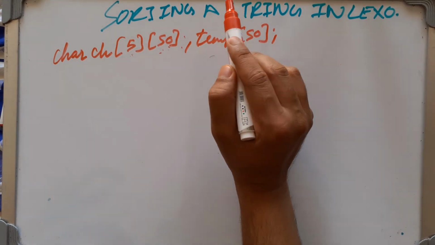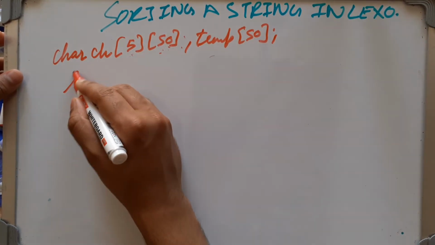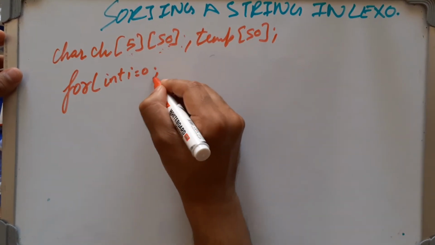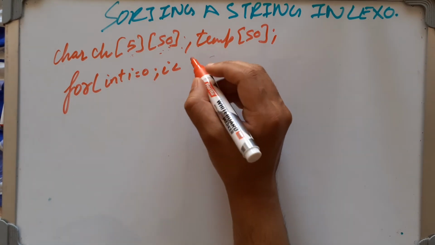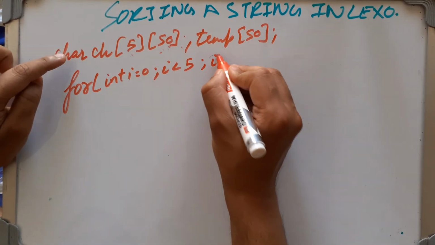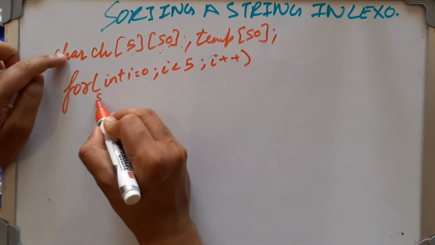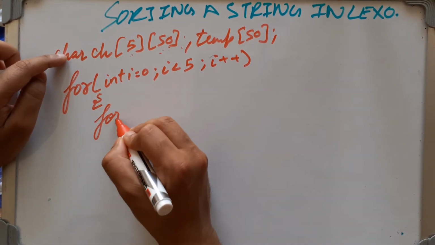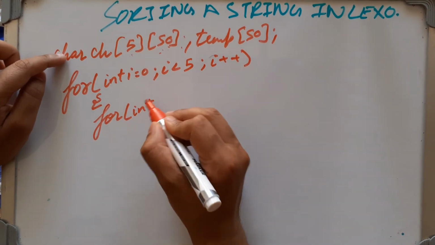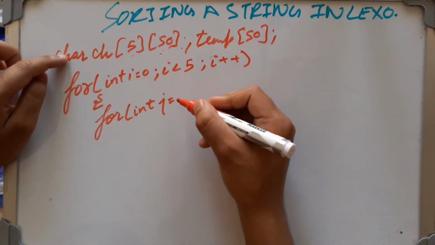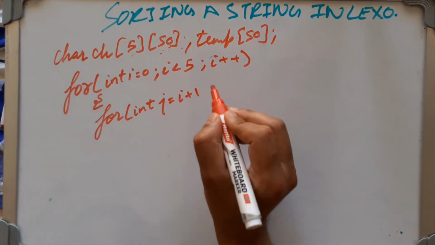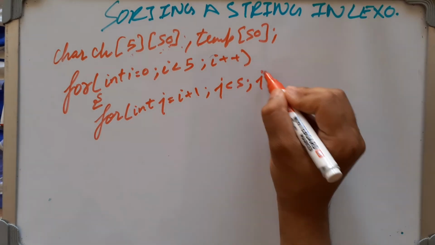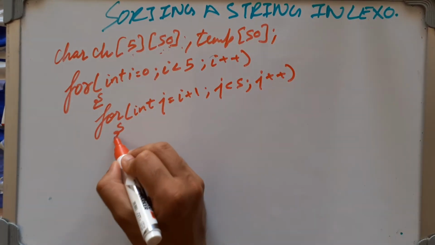Okay, now directly I am starting with the logic. You have to use a for loop for this, and I equals to 0 and I less than 5, because you already know it's of 5 lines. So first you have to do for the line. Now you have to do for words. Okay, for int j equals to I plus 1, j less than 5 and j plus plus. Okay, now you have to sort it.